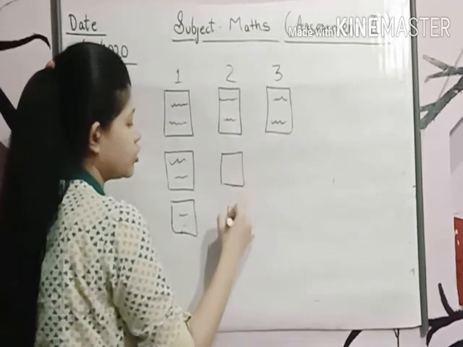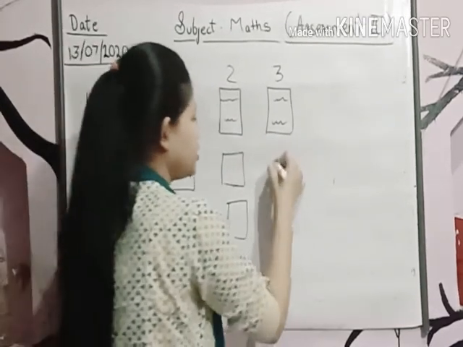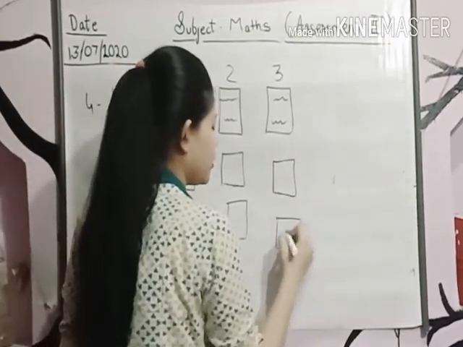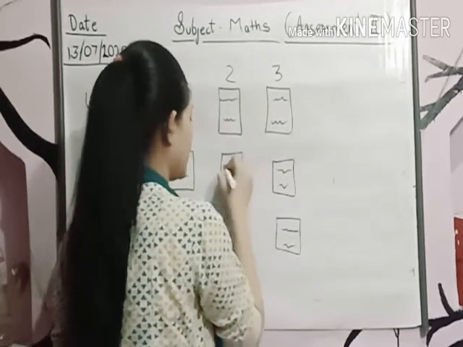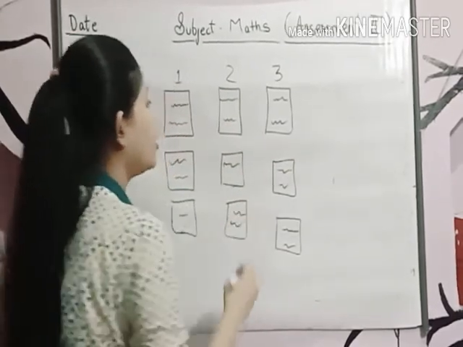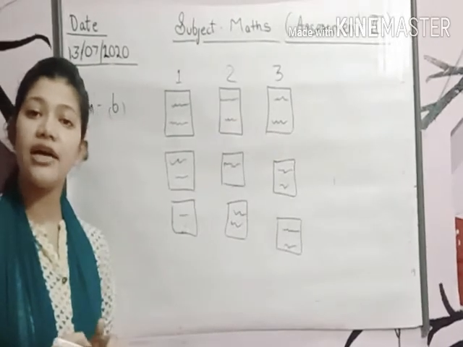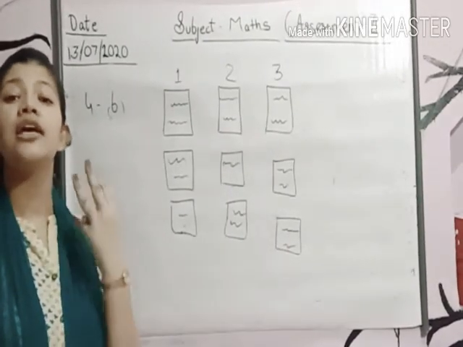This also 1, 2, 3. 1, 2, 3. Yes. Now we know what is our first factor. Our first factor is 3.